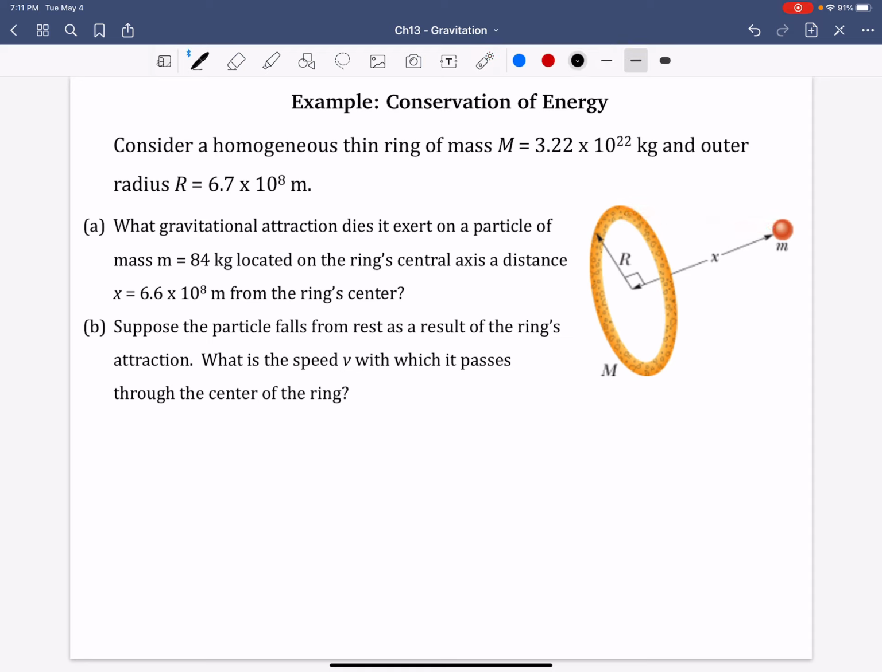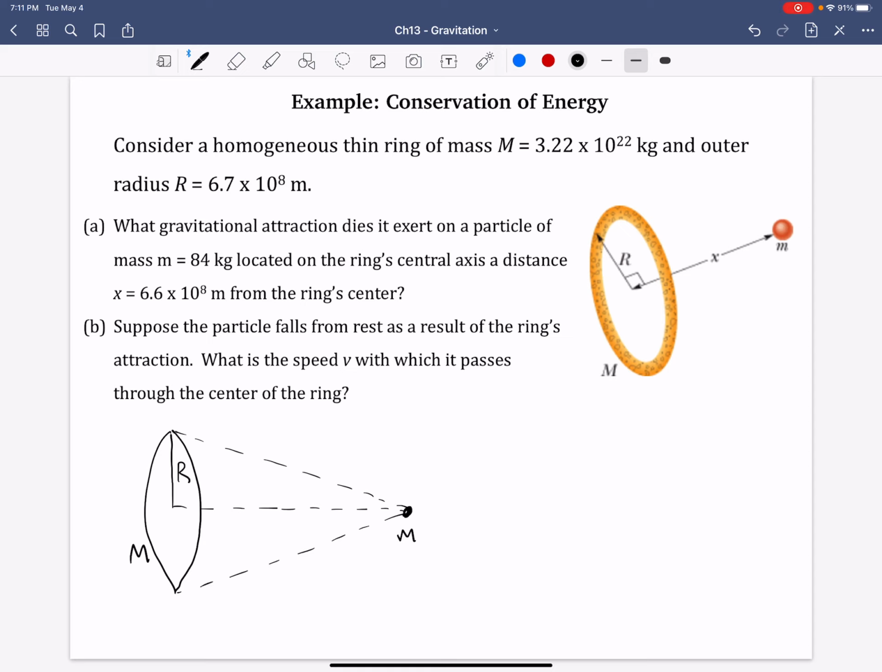So let me redraw this situation down here. There's that ring, of radius R, and then there's the particle out there, mass m. All right, so because this ring has a mass, capital M, the force will be directed along the line from center to center.